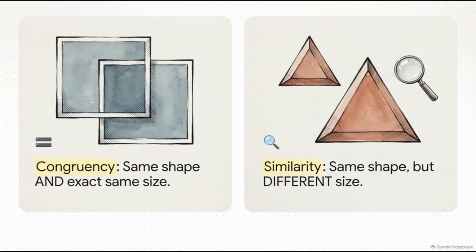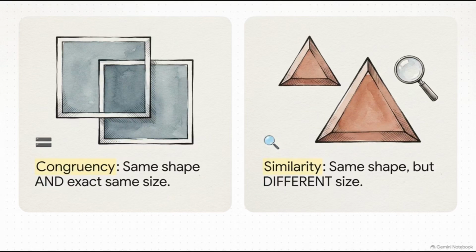Now, you might remember congruency from earlier classes, right? Congruent shapes are like identical twins. They have the exact same shape and the exact same size. But similarity is slightly different. Similar figures have the exact same shape for sure, but they can be completely different sizes. It's kind of like a model car versus a real car. This one simple distinction is exactly what gives us the power to scale things up or down so we can measure literal mountains.